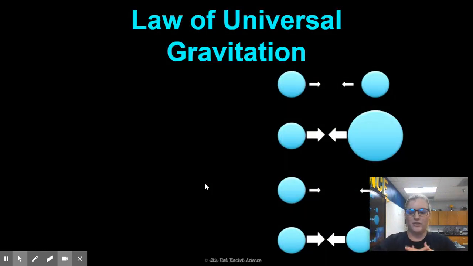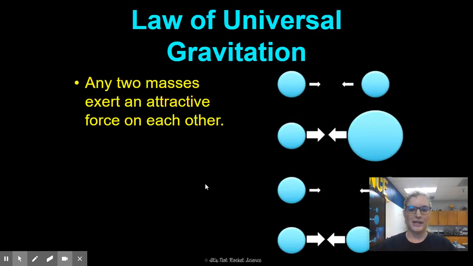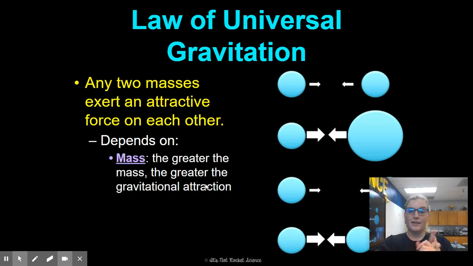And then we have our universal law of gravitation. So any two masses exert an attractive force on each other. Everything you see all around you has a gravitational pull on everything else around it. And this is going to depend on the mass. So the bigger you are, the greater the gravitational attraction, which is why most of the time we don't think about everything having gravity on each other, because the Earth is bigger. The Earth wins most of the time.